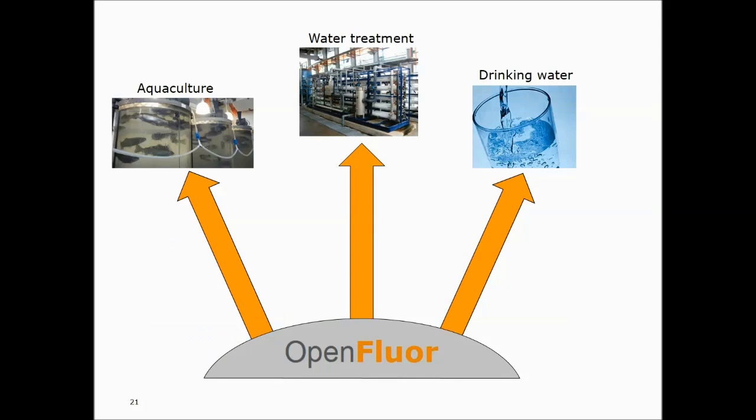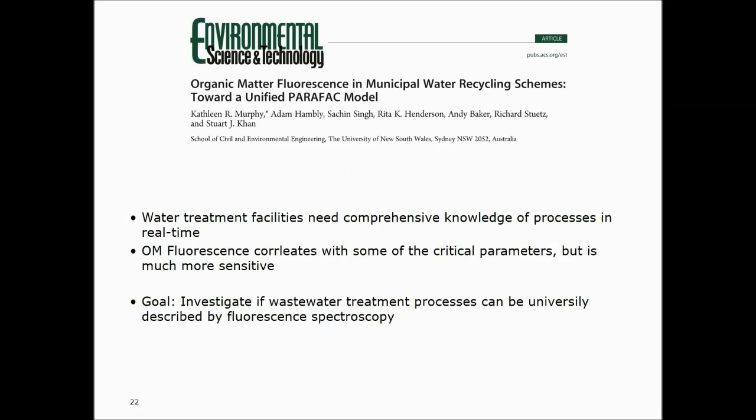On to the second example, which concerns water treatment. Water treatment facilities ideally need a comprehensive knowledge of processes, if possible, in real time. Traditional parameters include total organic carbon, or biological or chemical oxygen demand. Some of these parameters take quite some time to measure, and the sensitivity of these measurements is not quite as good as managers would hope. But it's been found for some time now that organic matter fluorescence correlates nicely with some of these key parameters that take a lot longer and less to measure and are less sensitive in comparison.